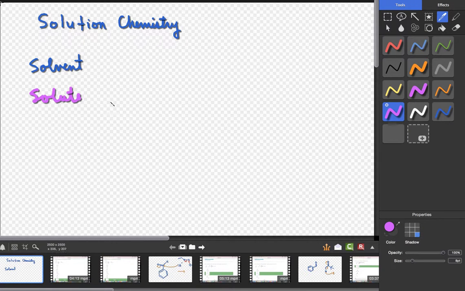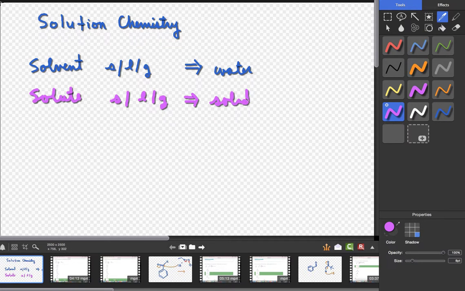Now, the solute can be a solid, it can be a liquid, or it can be a gas. And of course, the solvent can be a solid, or it can be a liquid, or it can be a gas. Typically, with the kinds of questions that you will have to deal with on the DAT or the PCAT, the solvent will typically be water. Not necessarily, but typically it will be water, while the solute will either be a solid or it will be a gas.